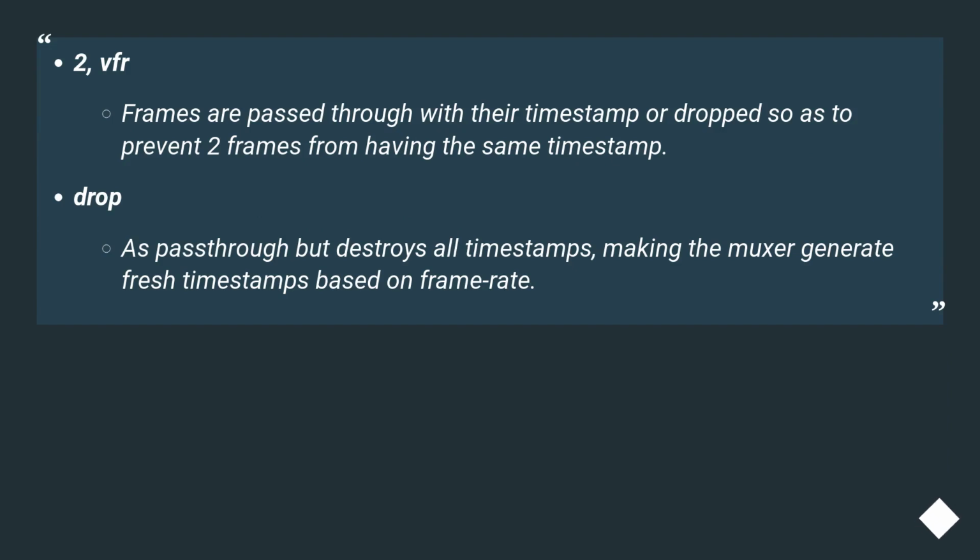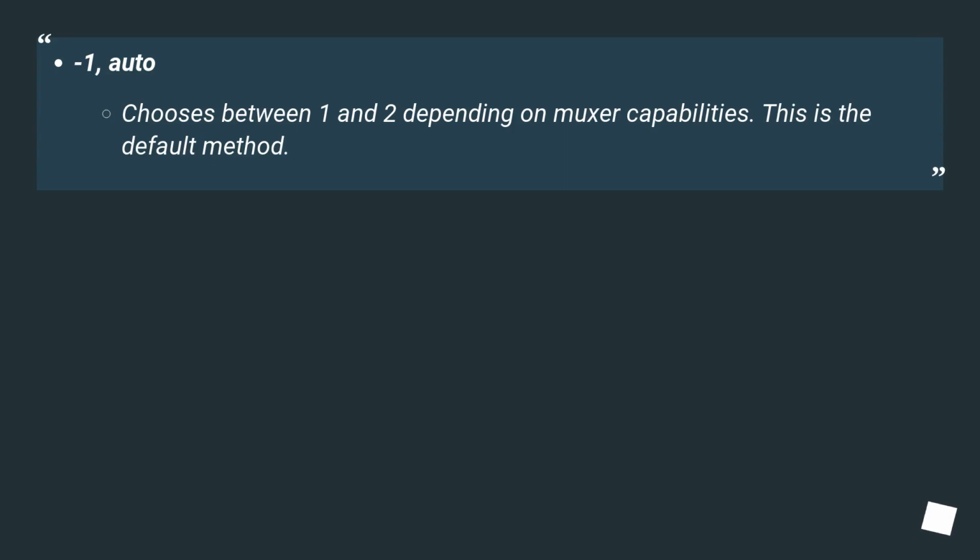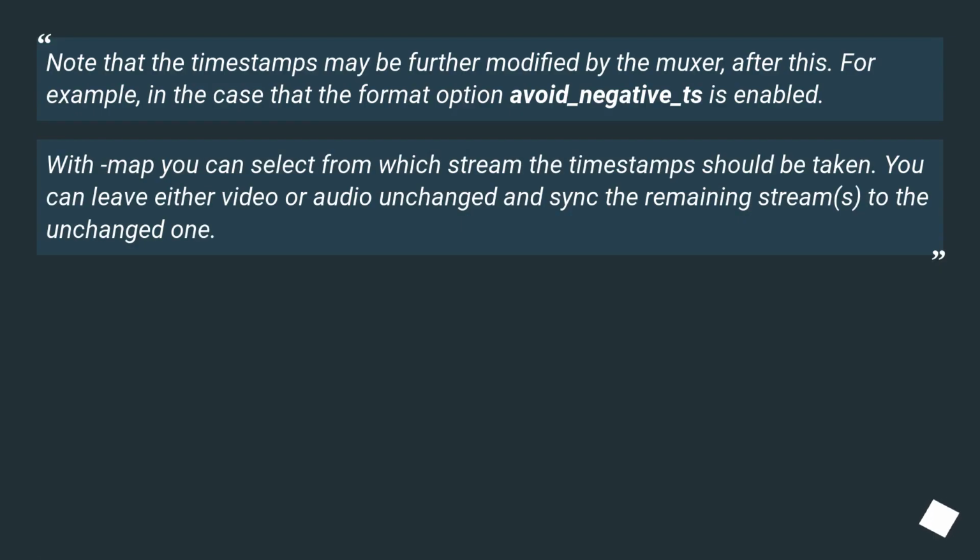Two. VFR. Frames are passed through with their timestamp or dropped so as to prevent two frames from having the same timestamp. Drop. As pass-through but destroys all timestamps, making the muxer generate fresh timestamps based on frame rate. 1. Auto. Chooses between 1 and 2 depending on muxer capabilities. This is the default method.